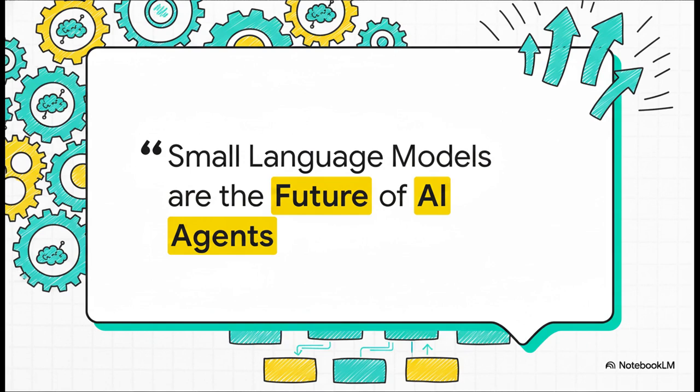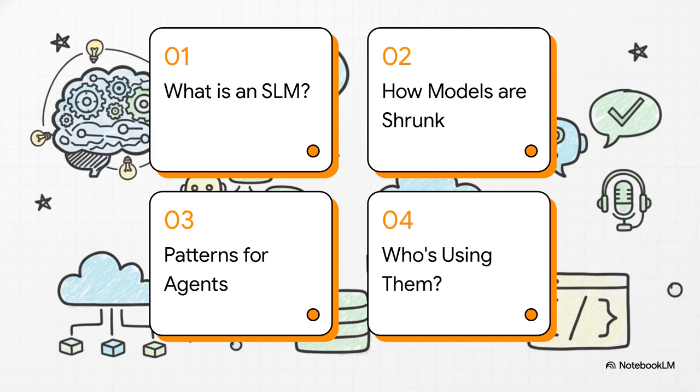It's not just about saving a few bucks. This shift is laying the groundwork for the entire next generation of AI. These small language models, or SLMs, they're the engines that are going to power the smart, autonomous agents that everyone's trying to build. All right, so here's the game plan.